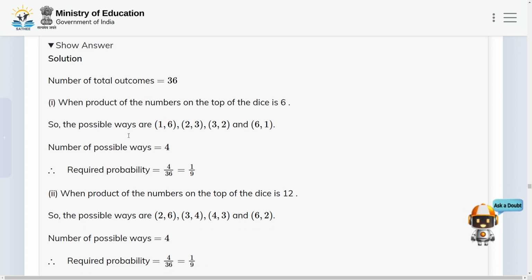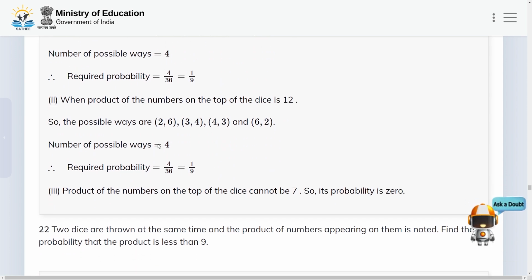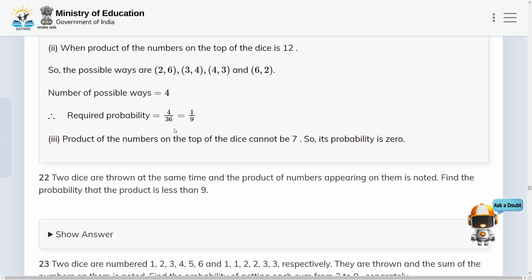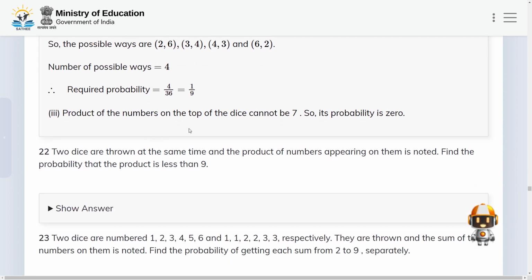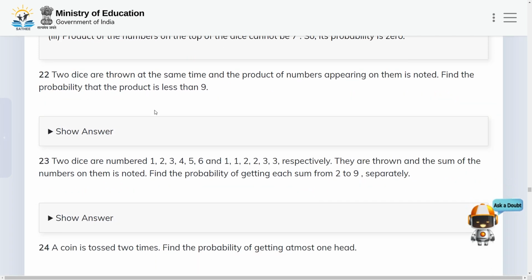When the product of the numbers on the top of the dice is 12, the possible ways are (2,6), (3,4), (4,3), and (6,2). So the number of possible ways is equal to 4, and therefore the required probability is equal to 4 by 36, that is equal to 1 by 9. The product of the numbers on the top of the dice cannot be 7, so its probability is 0. So let us move to the next problem.